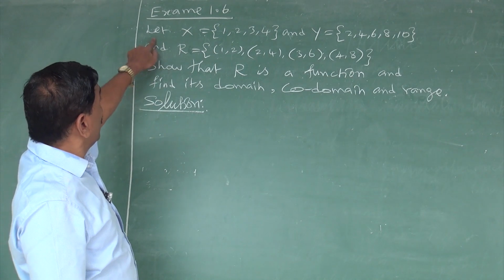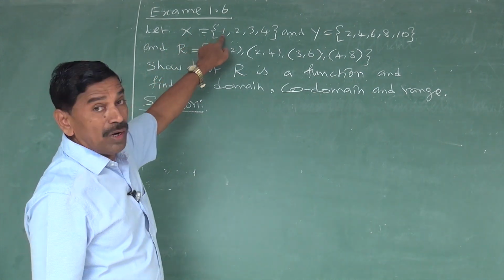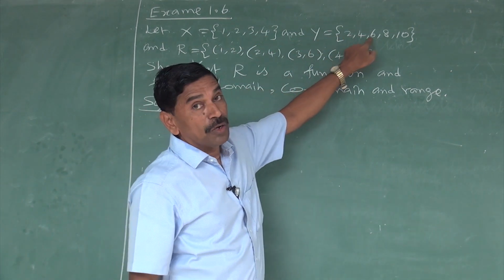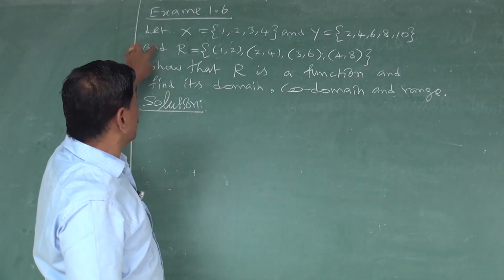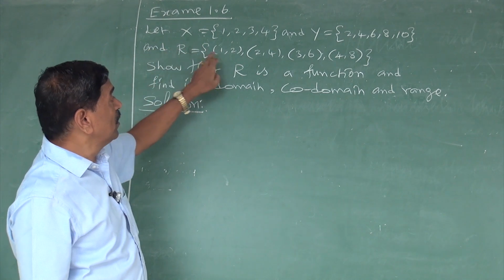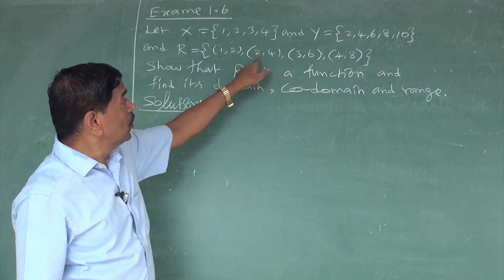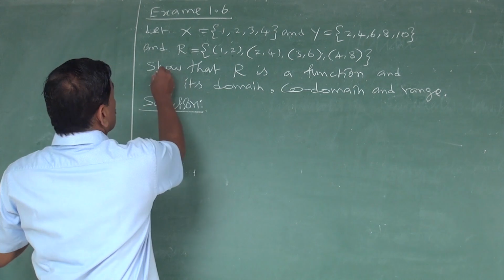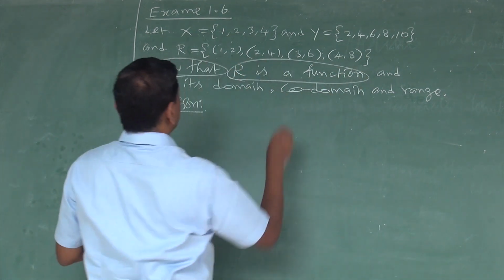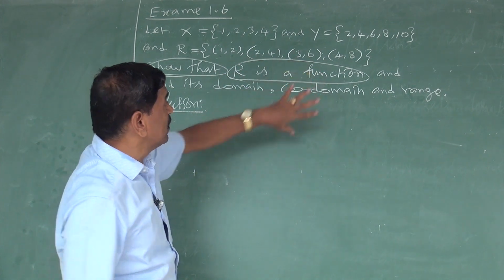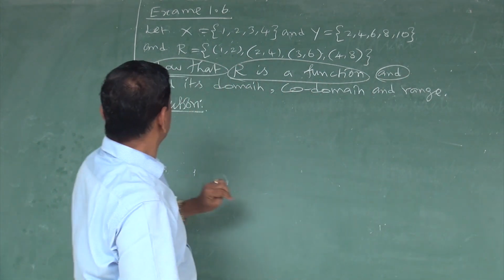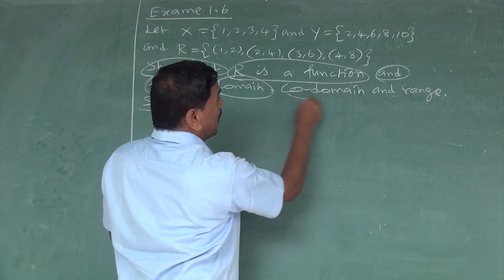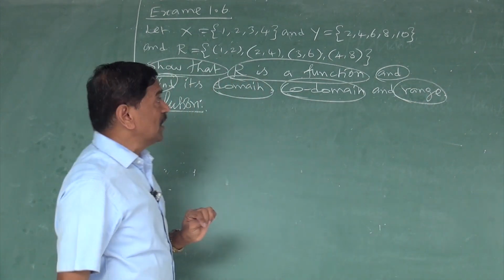Example 1.6. Let the set X be equal to {1, 2, 3, 4} and the set Y be equal to {2, 4, 6, 8, 10}, and the relation capital R is given by {(1,2), (2,4), (3,6), (4,8)}, so that R is a function. Find its domain, codomain and range.